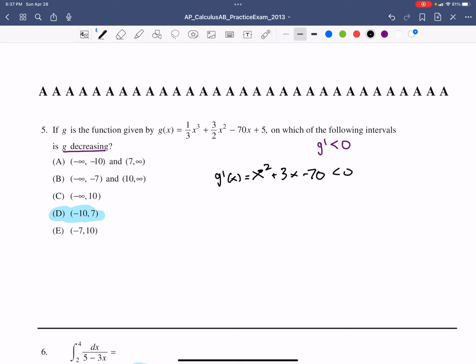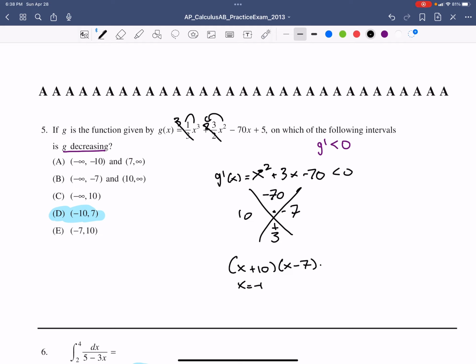How I got that: you use the power rule, times 3 times 2, so the 2 cancels out, and then you get minus 70. You can factor this using the x method. You just ask yourself what multiplies to negative 70 and adds to 3. That's an Algebra 1 skill. That's going to be 10 and negative 7. So you're going to have x plus 10, x minus 7 equal to 0, right? And then you're going to get x equals negative 10 and x equals 7.